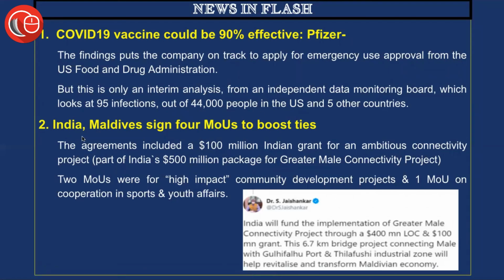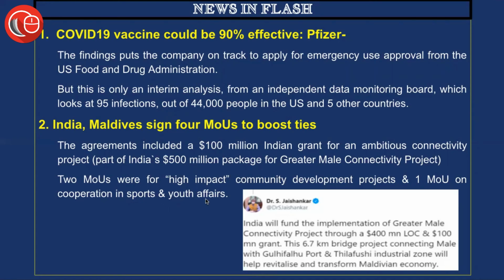And secondly, India and Maldives sign 4 MOUs, that are Memorandums of Understanding, to boost ties. The agreements include a $100 million Indian grant for an ambitious connectivity project, which is part of India's $500 million package for the Greater Male Connectivity Project. And 2 of the MOUs were for high impact community development projects, and one was on cooperation in sports and youth affairs.